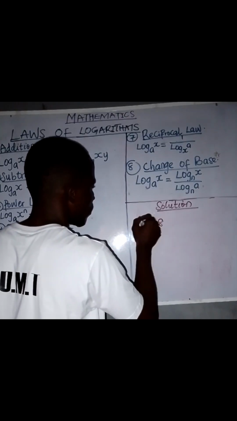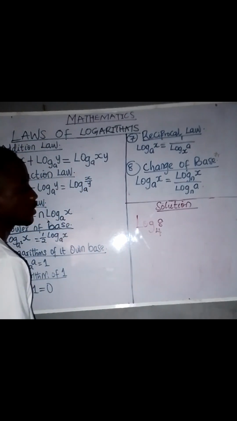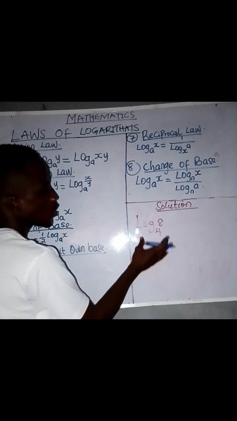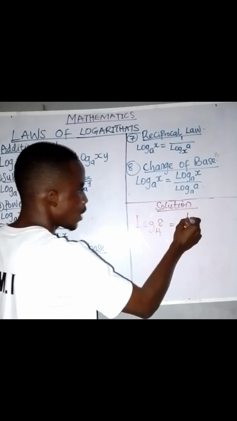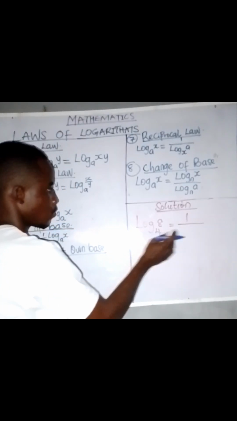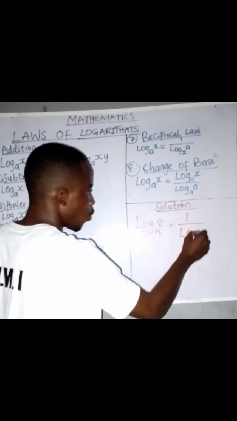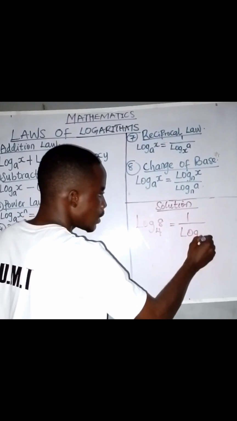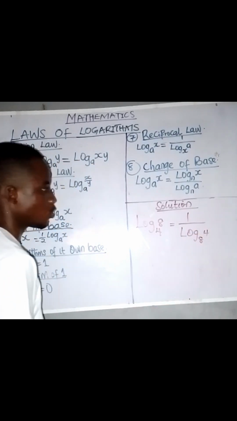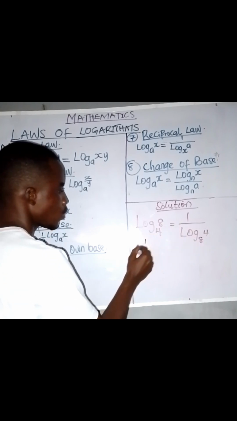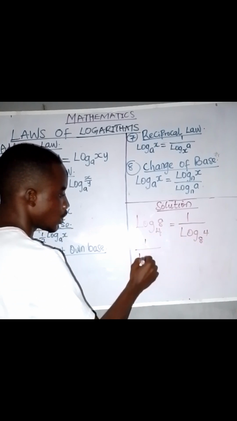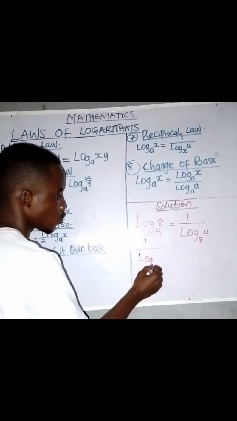For instance, let's say I have log base 4 of 8. I'm using the reciprocal law to solve this. The reciprocal of this logarithm is 1 over the logarithm itself. So it now becomes 1 over log base 8 of 4. I interchanged their position because I found the reciprocal. So I have to make the number and the base the same, so I have this 8.